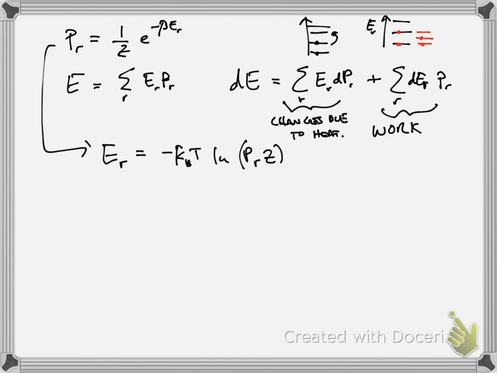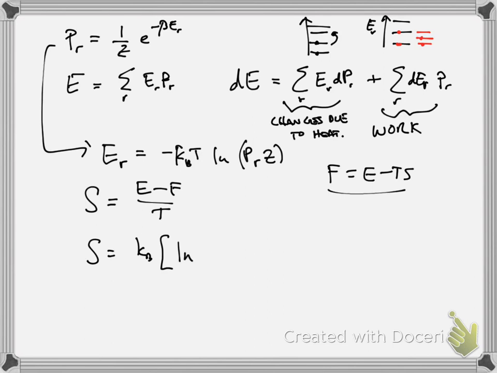All right. Now, S. We already said that F equals E minus TS, which means that S is going to be E minus F over T, right? Makes sense? I'm just rearranging the terms over here. So if we plug that in, what we're going to find is that S looks like k Boltzmann log Z minus the sum over the microstates of the probability of each microstate times the natural log of its probability times the log term.